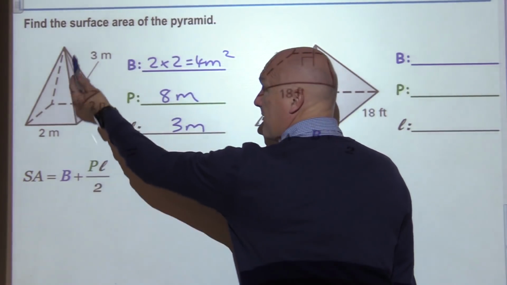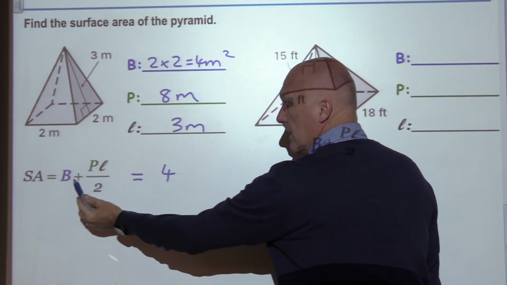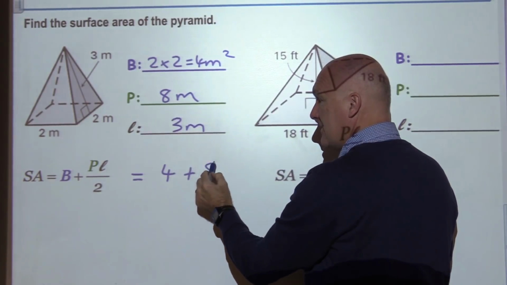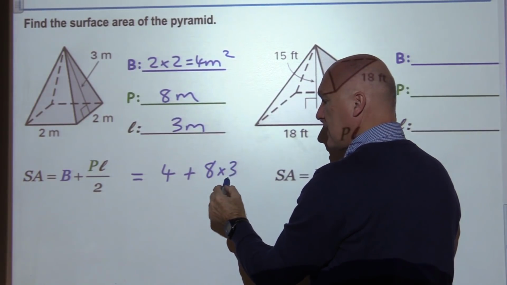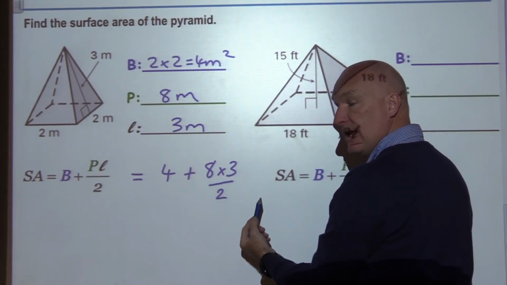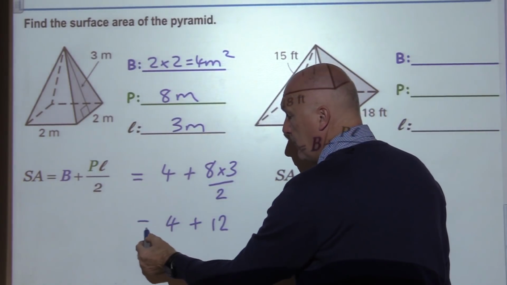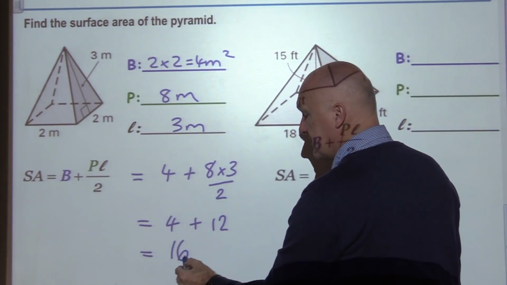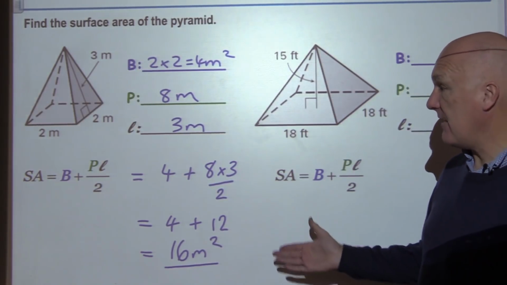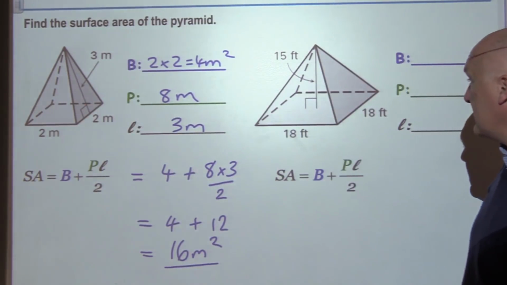So the surface area of this pyramid is 4 for my area of the base, plus the perimeter, 8 multiplied by 3 divided by 2. So 8 times 3 is 24, divided by 2 is 12. 4 add 12 is 16 meters squared. That is my total surface area of the base and the 4 lateral faces.